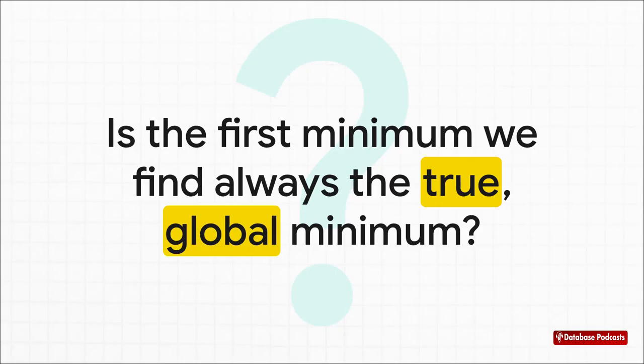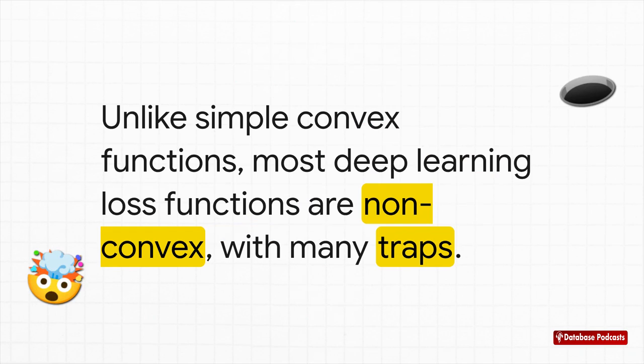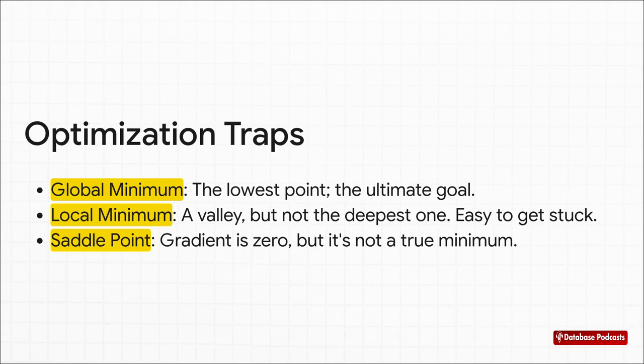Okay, so we've got these amazing tools, right? SGD, Momentum, Adam, they're all designed to find the bottom of the valley. But what if we've been asking the wrong question this whole time? Is the first low point we find always the best one? And that, right there, is a huge question in deep learning. Because the truth is, these landscapes are almost never a simple, perfect bowl. They're what we call non-convex, which is a fancy way of saying they are full of traps, dead ends, and deceptive valleys. And this is where the real challenge comes in.